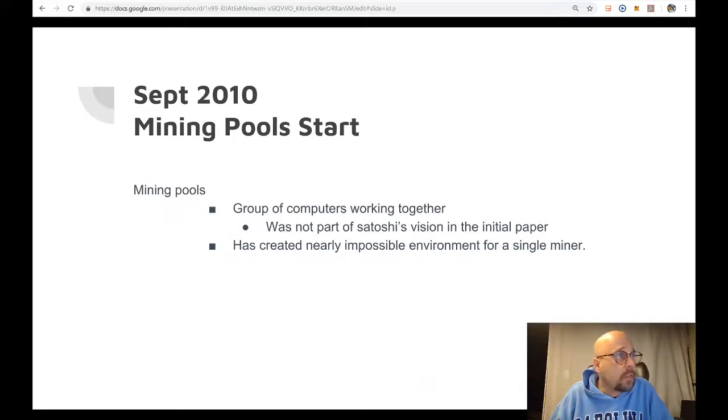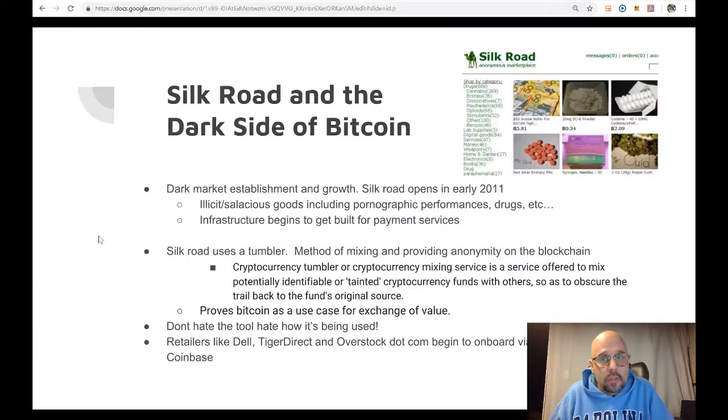All right, so let's go to our next slide here. I want to talk a little bit about Silk Road and the illicit side of Bitcoin, because we did talk about it yesterday. You know, don't let your morality get in the way of innovation. And I do want to talk about that here a little bit with the Silk Road.